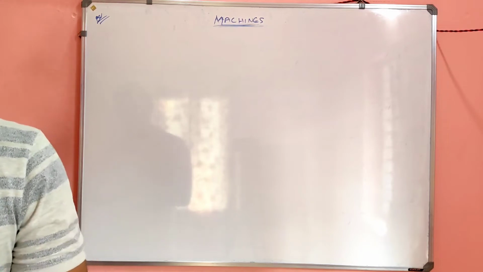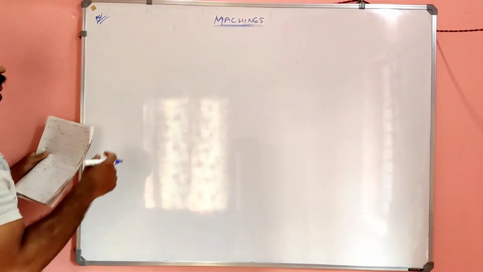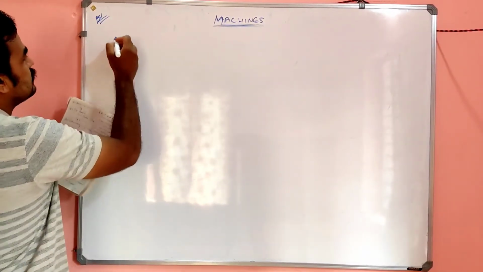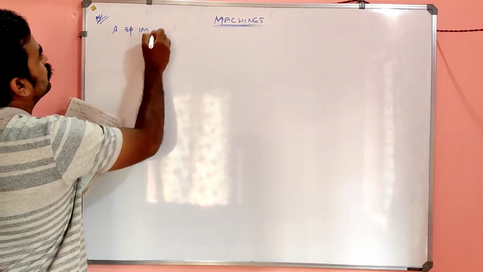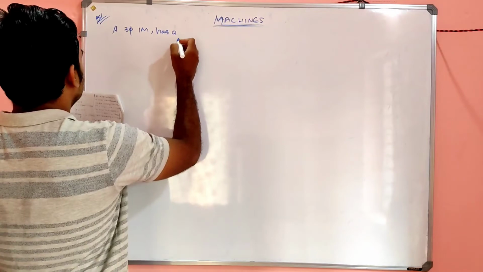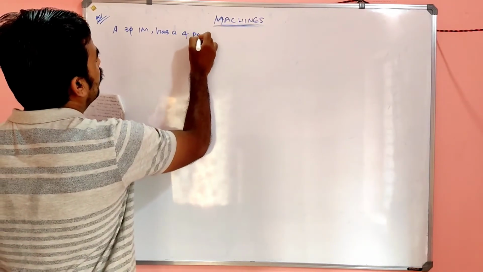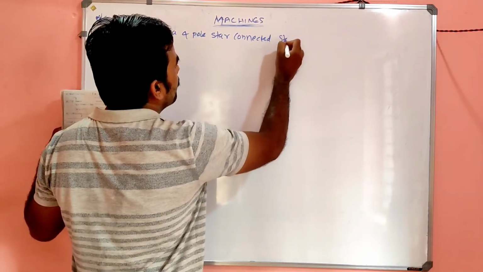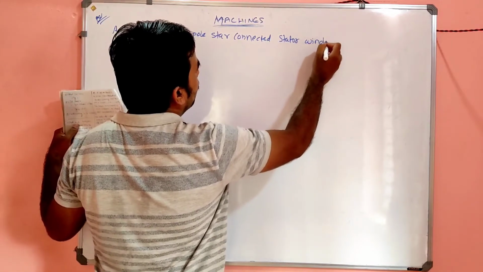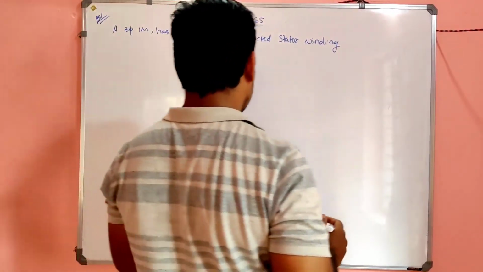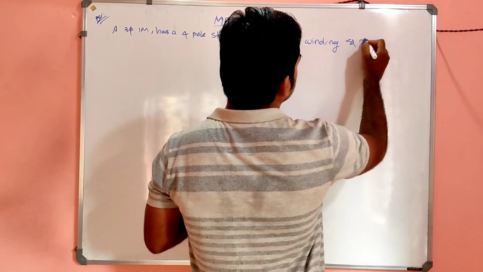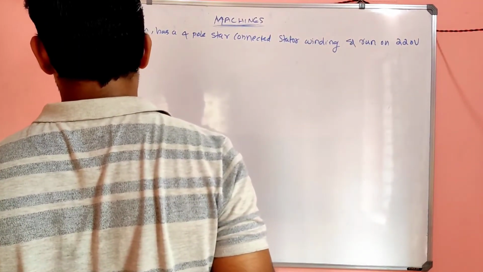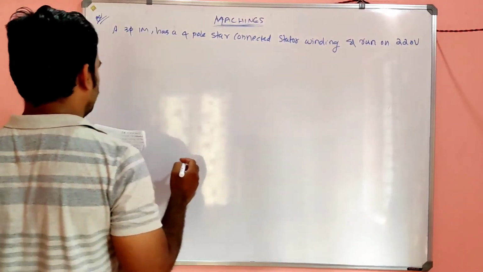Another super question you have to write. It's also a very big question, I mean this much will be there. Okay, see, a three-phase induction motor has a 4-pole star connected stator winding, and runs on 220 volt, Hz supply.